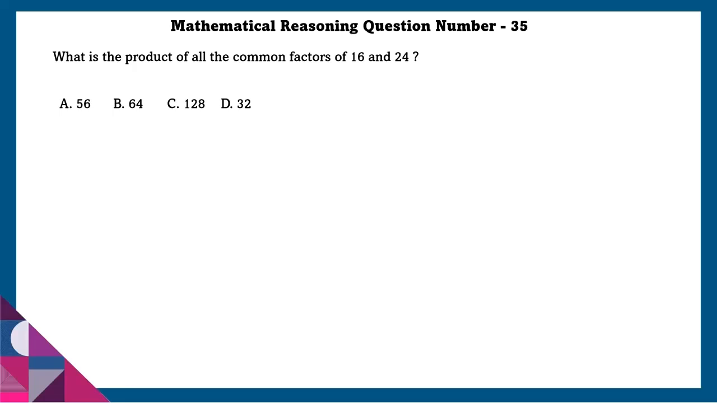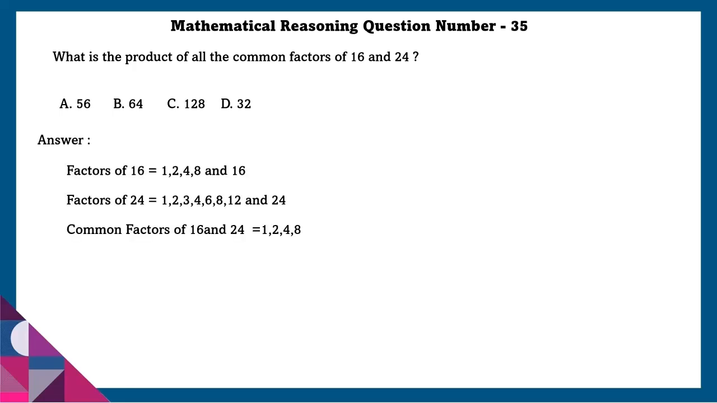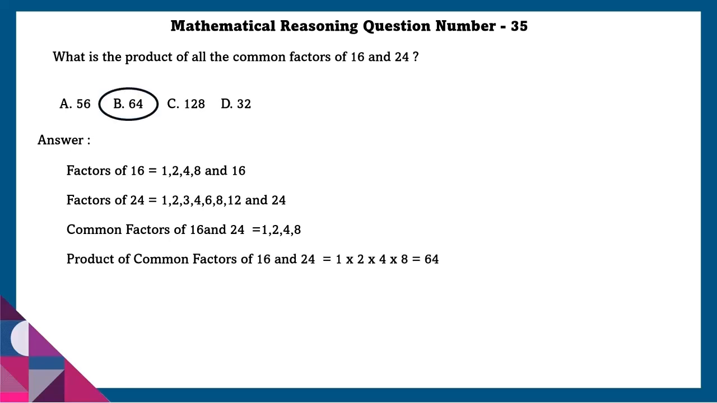What is the product of all the common factors of 16 and 24? Common factors of 16 and 24 are 1, 2, 4 and 8. Product of these common factors is equal to 64.